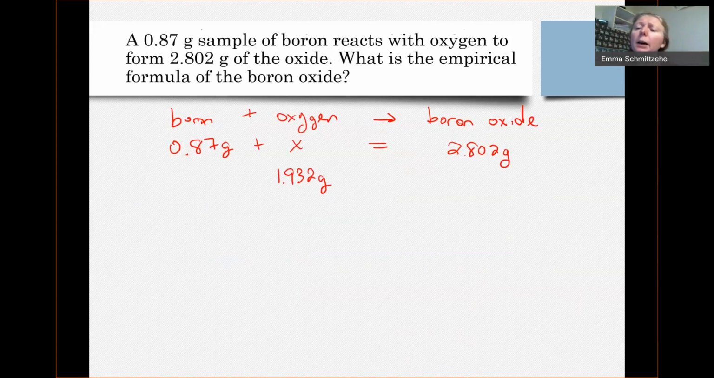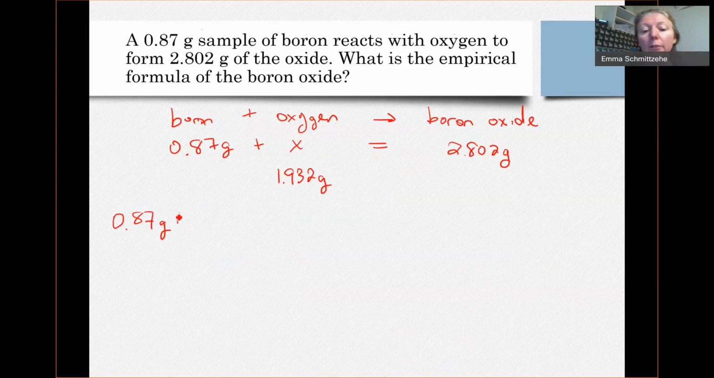Now, another way you could do this type of experiment is we could have taken the boron oxide and broken it down into the two elements. And no matter what, if you do this type of experiment to find empirical formula, conservation of mass has to hold true. So your individual components must sum up to your total mass of the compound. But back to getting the formula. So now I know how much boron I have and I know how much oxygen, and I need to get those in units of moles. They have to be in moles to figure out the subscripts of the formula.